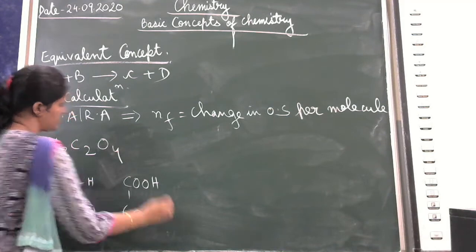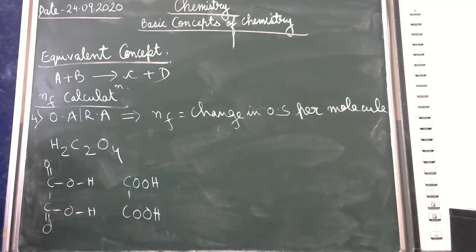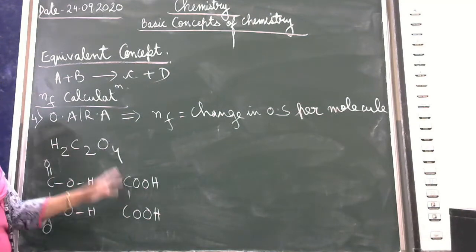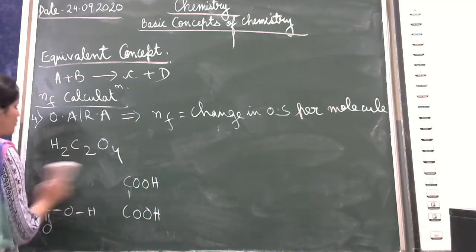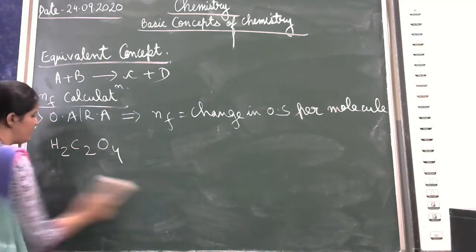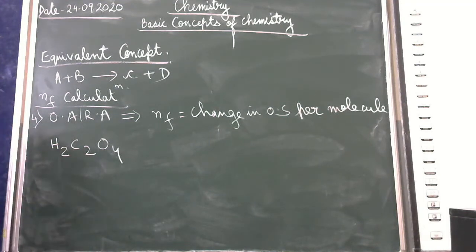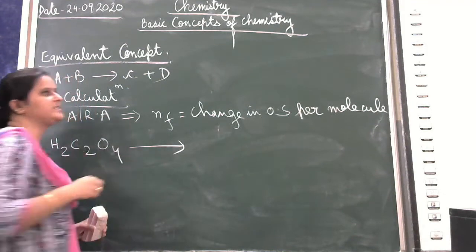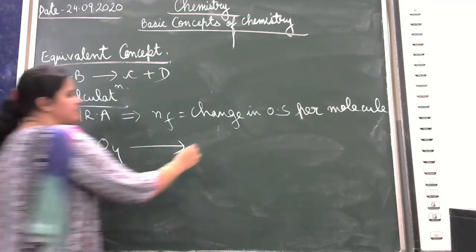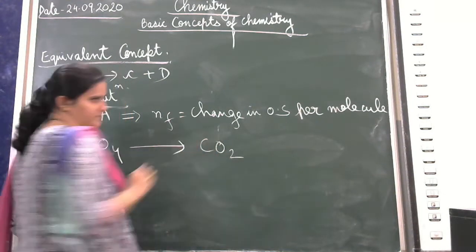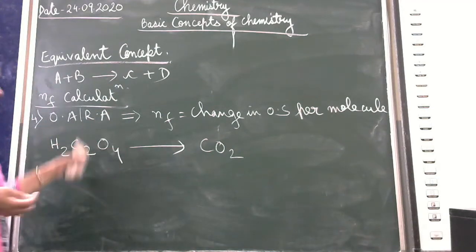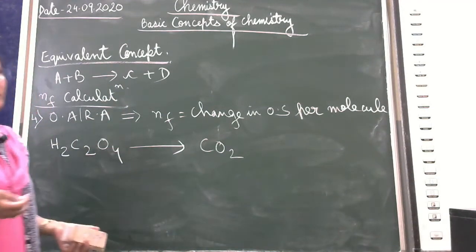This is how oxalic acid is written. You can see this is the molecular formula H2C2O4. Oxalic acid, I said, is an oxidizing agent. Now, an oxidizing agent changes to carbon dioxide in a chemical reaction. It will oxidize other compounds and itself will be reduced to carbon dioxide.